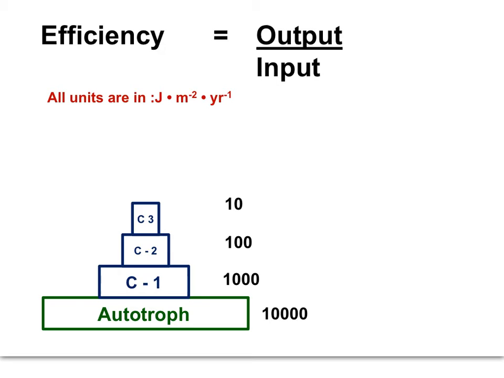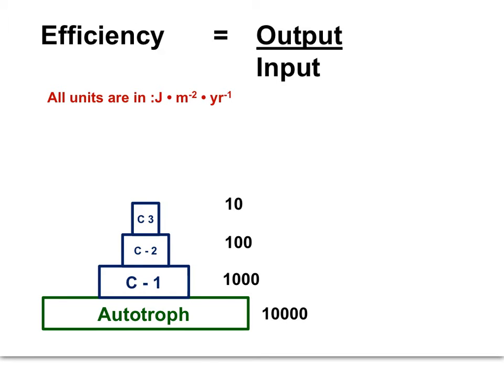Efficiency is best defined as output divided by input times 100. Of the 10,000 joules per meter squared per year available to the primary consumers from the producers, the primary consumers only store at a rate of 1,000 joules per meter squared per year. So the input is 10,000 joules per meter squared per year, while the output, that's what's been transferred to the next trophic level, is 1,000 joules per meter squared per year. Thus the efficiency is 10%, 1,000 divided by 10,000.